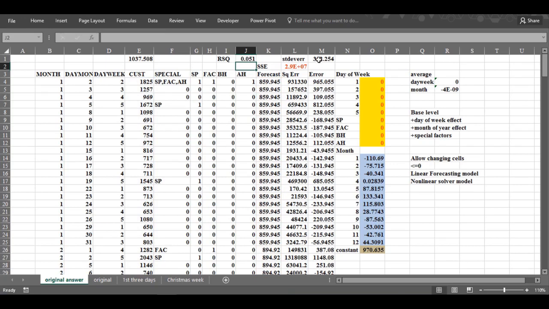Okay. And the standard deviation of the errors, which is important because approximately 95% of your forecast should be accurate within 2 standard deviations of the errors. Anything else is an outlier. And we're going to identify our outliers shortly with conditional formatting. And basically, in our next video, we will see how we can use the outliers to make our forecast better.